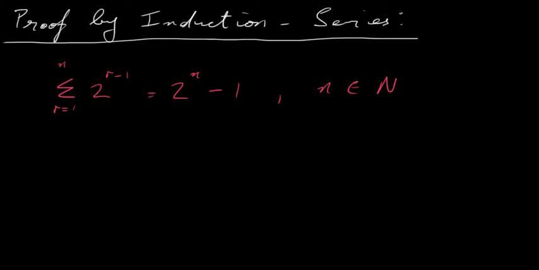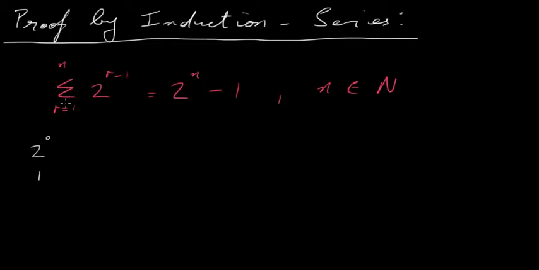Okay, so in this video I'm going to do a proof by induction of a series. So I've got a series here on the left hand side, and we want to see if that's equal to 2 to the power of n minus 1, where n is just a natural number. So this is a series on the left hand side here, because let's say if r is equal to 1 here, we would get 2 to the power of 1 minus 1, which is 2 to the power of 0. So that's really just 1.